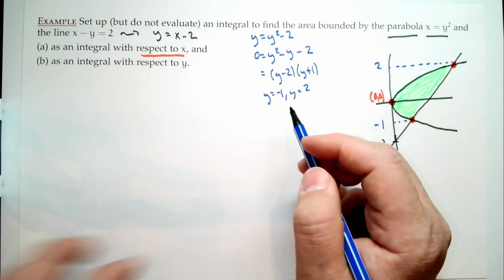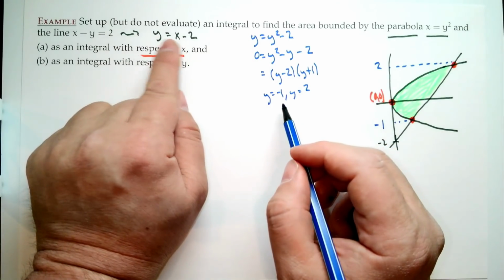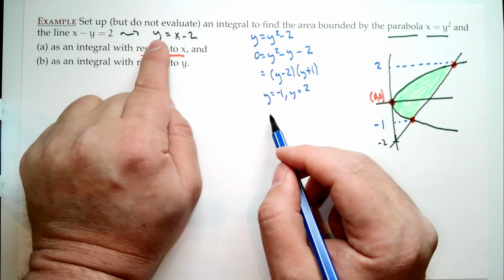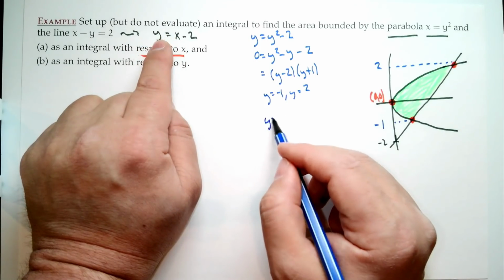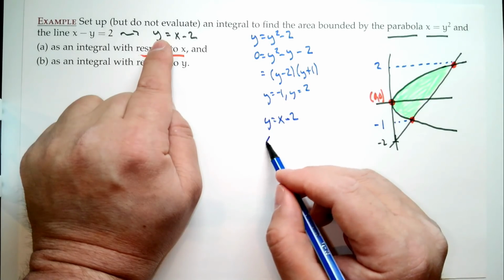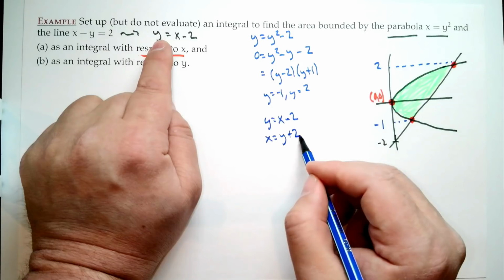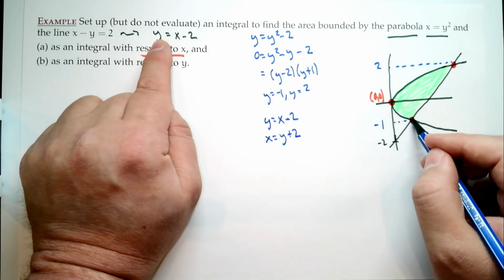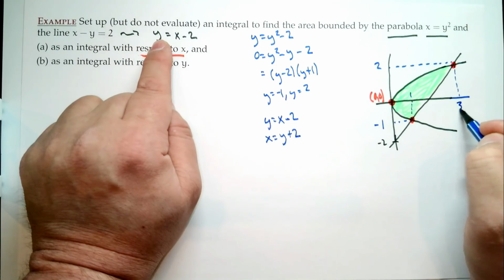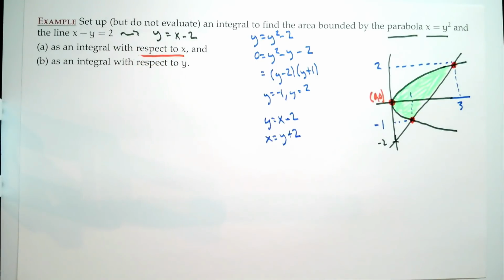And to find the x values, well, if we know y, I can solve for x. If y equals x minus 2, rearranging this, it's also the same as saying x is equal to y plus 2. So that would say that this is at 1, and this is at 3. Okay, so now we've found our points.